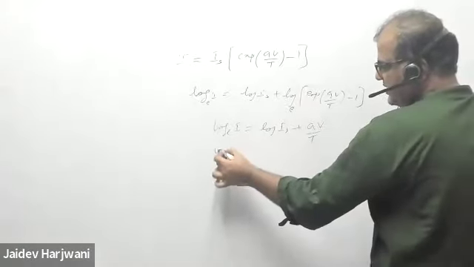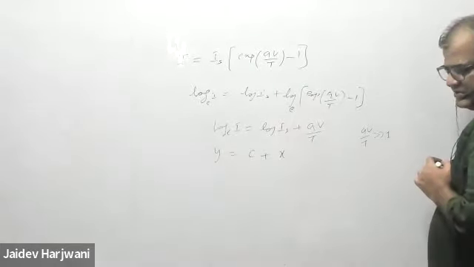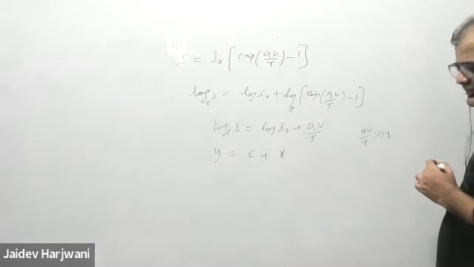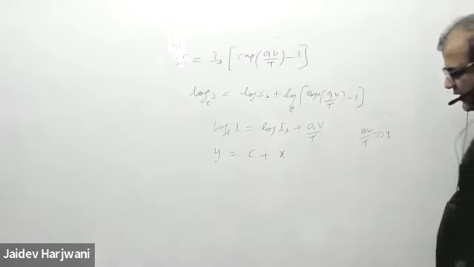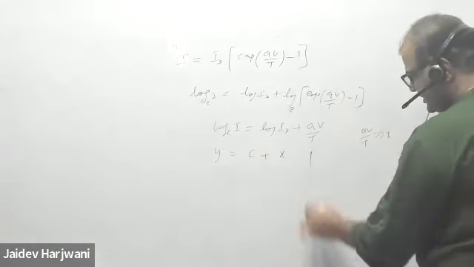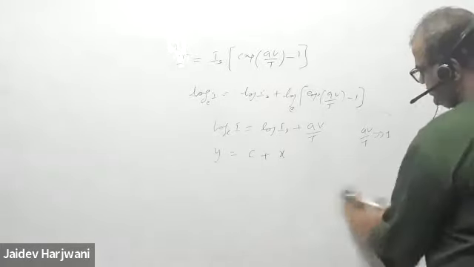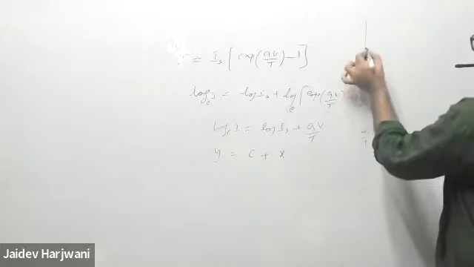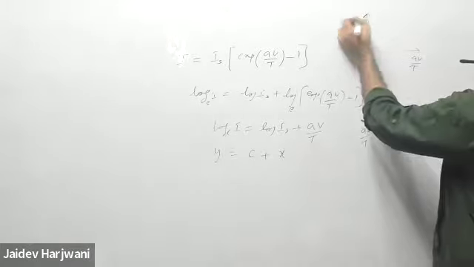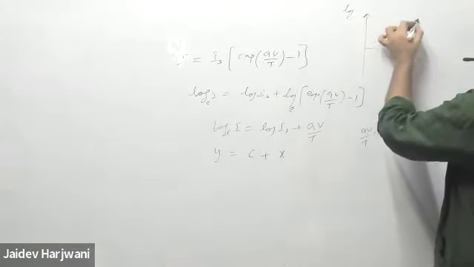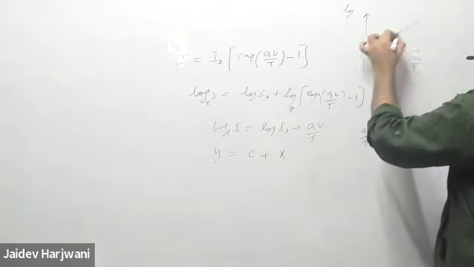So if I say this is my Y, this is my C, and this is simply X, this is a Y equal to C plus X type of equation for higher value of AV/T. If I plot this curve of log I against AV/T, can you see this curve? For higher values, this is a straight line with some slope.